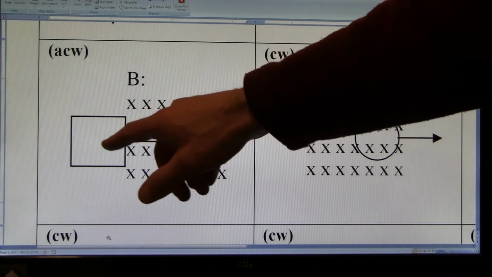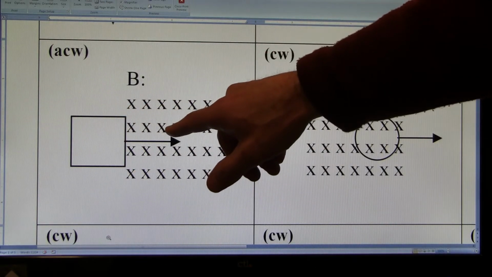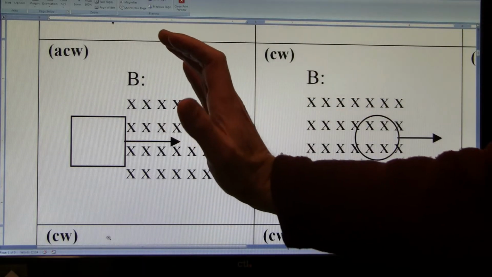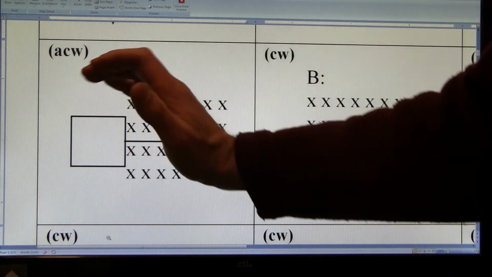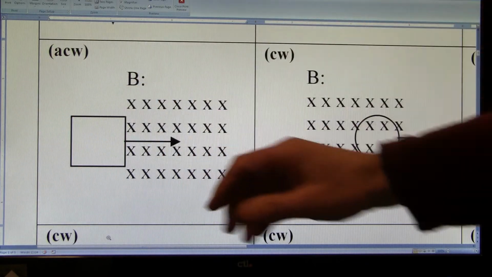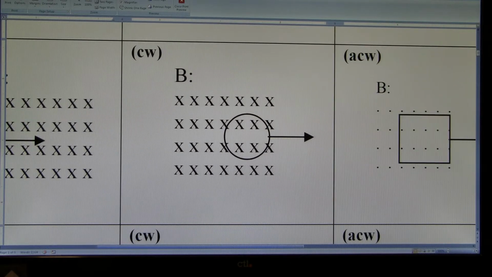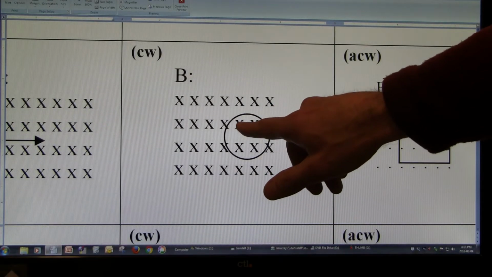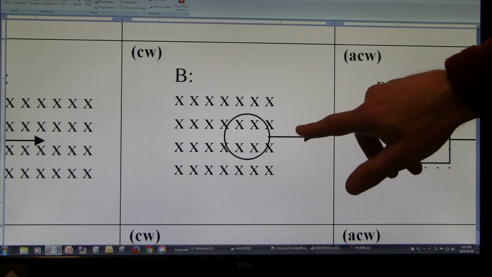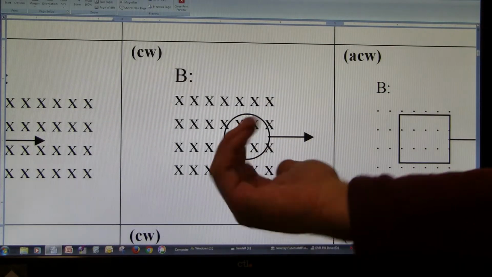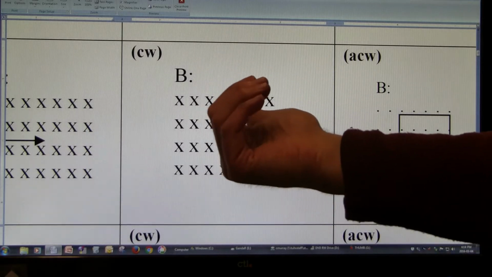Okay, so here a loop is being put into a region where there's flux into the page. So we're gaining flux into the page, so we oppose that by creating flux out of the page, and it's anti-clockwise. Here we are losing flux into the page, because we're going from here to a region where there's no magnetic field. So if you lose flux into the page, you create flux into the page. So I go this way to create flux into the page.